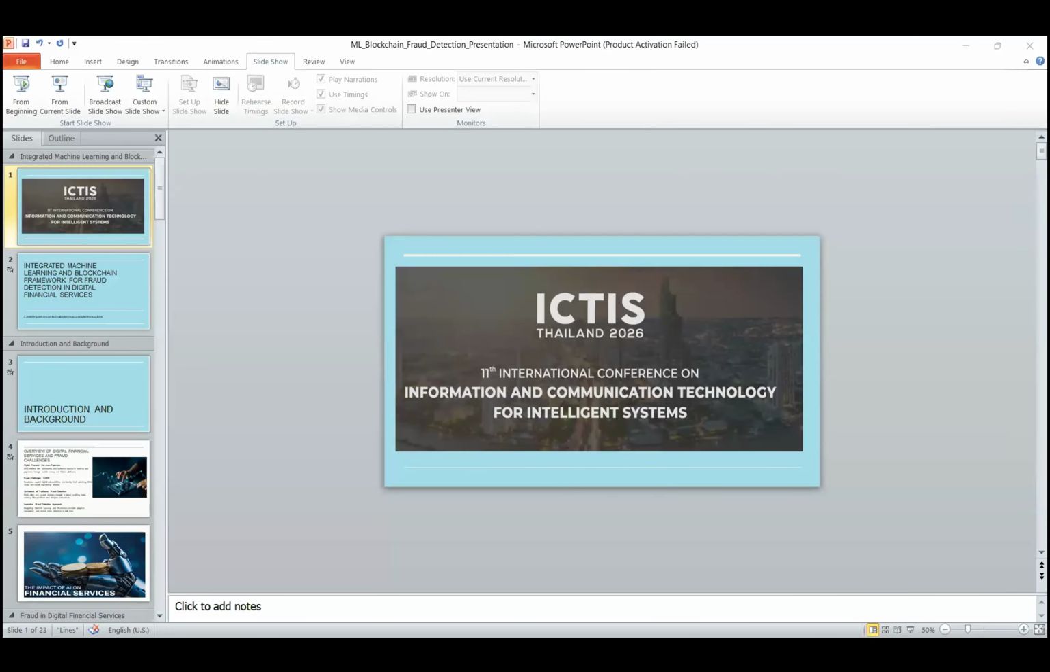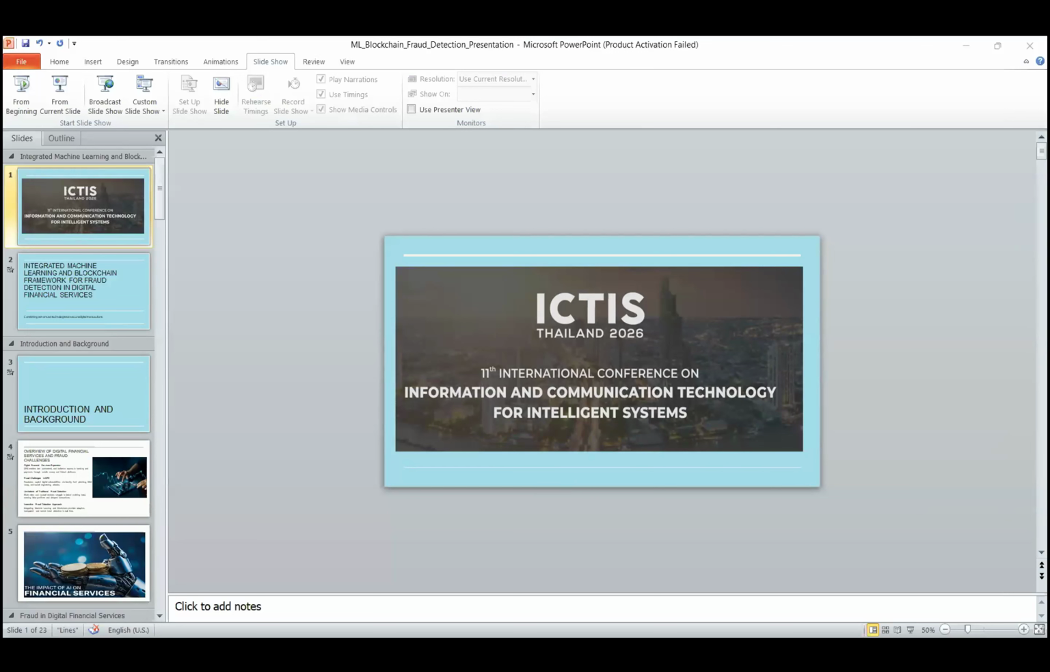Thank you so much for this opportunity to make this presentation. My presentation is on an integrated machine learning and blockchain framework for fraud detection in digital financial services. Basically, we'll be combining technologies to secure digital transactions.